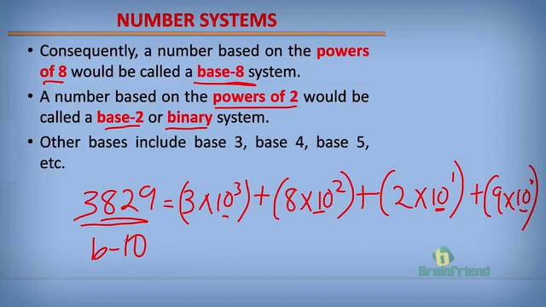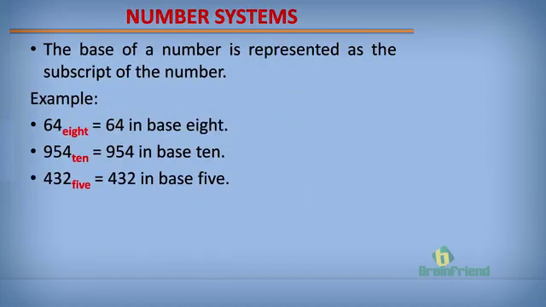So we have other bases, and they include base 3, base 4, base 5, base 6, up to base 16. Other bases of numbers. But we do not have numbers in base 1. There's no base 1 number. Now the base of a number is represented as the subscript of the number. For instance, 64 with subscript 8 is read as 64 in base 8. 954 with subscript 10 is read as 954 in base 10. 432 with subscript 5 is read as 432 in base 5.